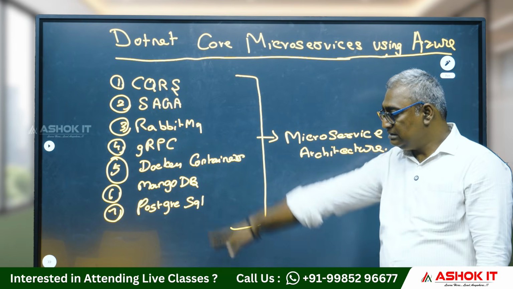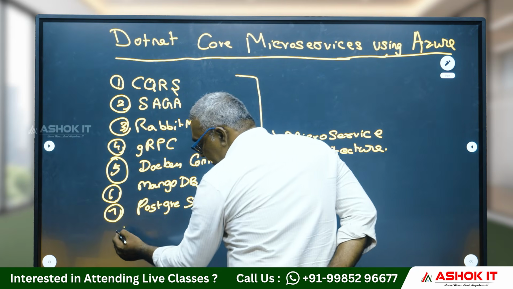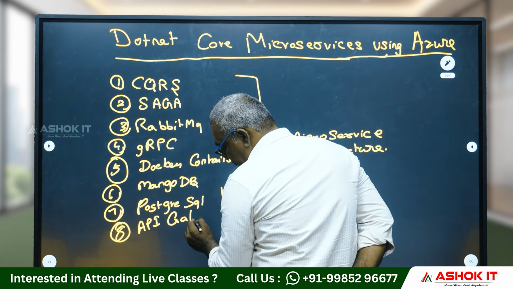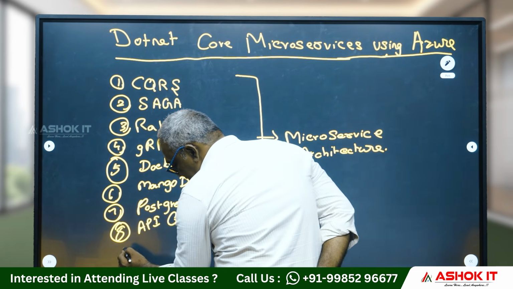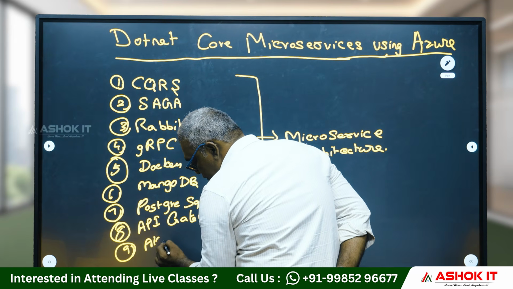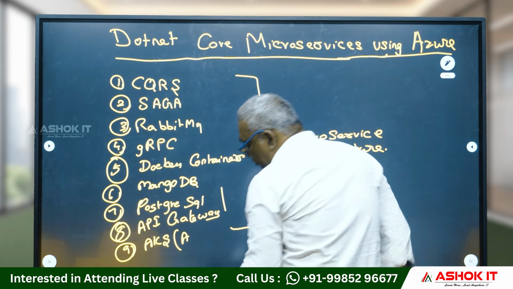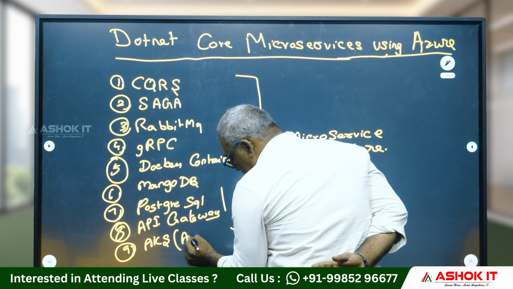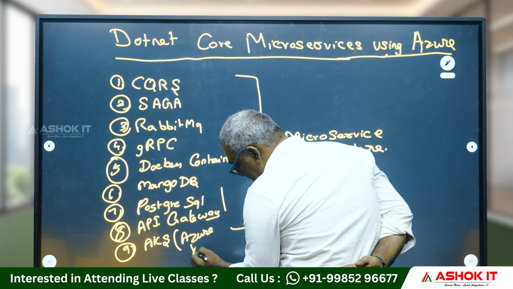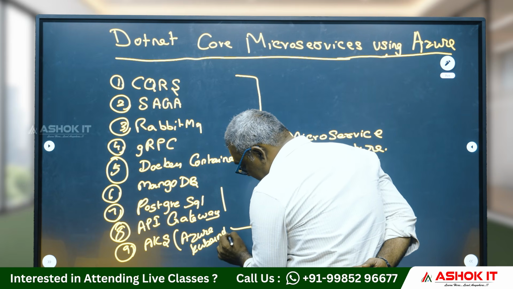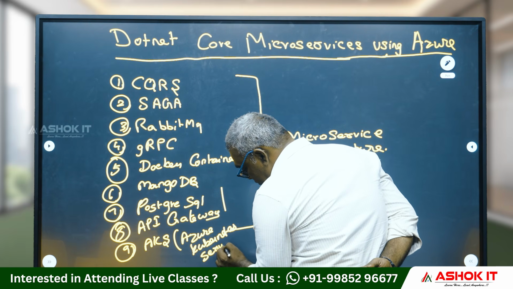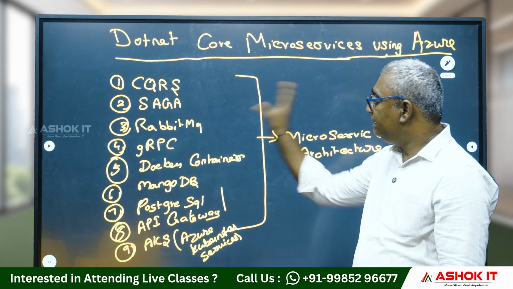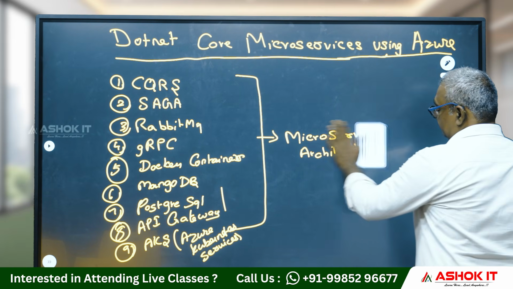And apart from this, we are going to talk about a concept called API gateway. And the ninth topic we are going to talk about is AKS, Azure Kubernetes Service. I'm going to push this Docker container to the Azure cloud. For that, we are going to use Azure Kubernetes Service so that the containerization on Azure will happen. How will this architecture become an Azure architecture? Let me explain that.